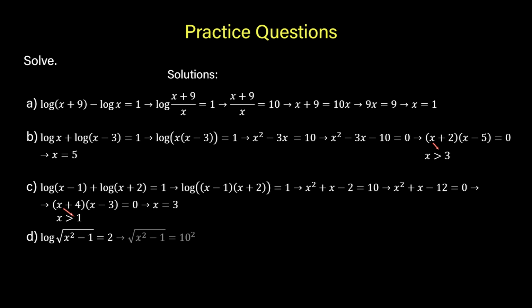D. The square root of x squared minus 1 equals 10 squared. So, x squared minus 1 equals 10 to the power of 4. X equals the positive and negative value of the square root of 10,001.